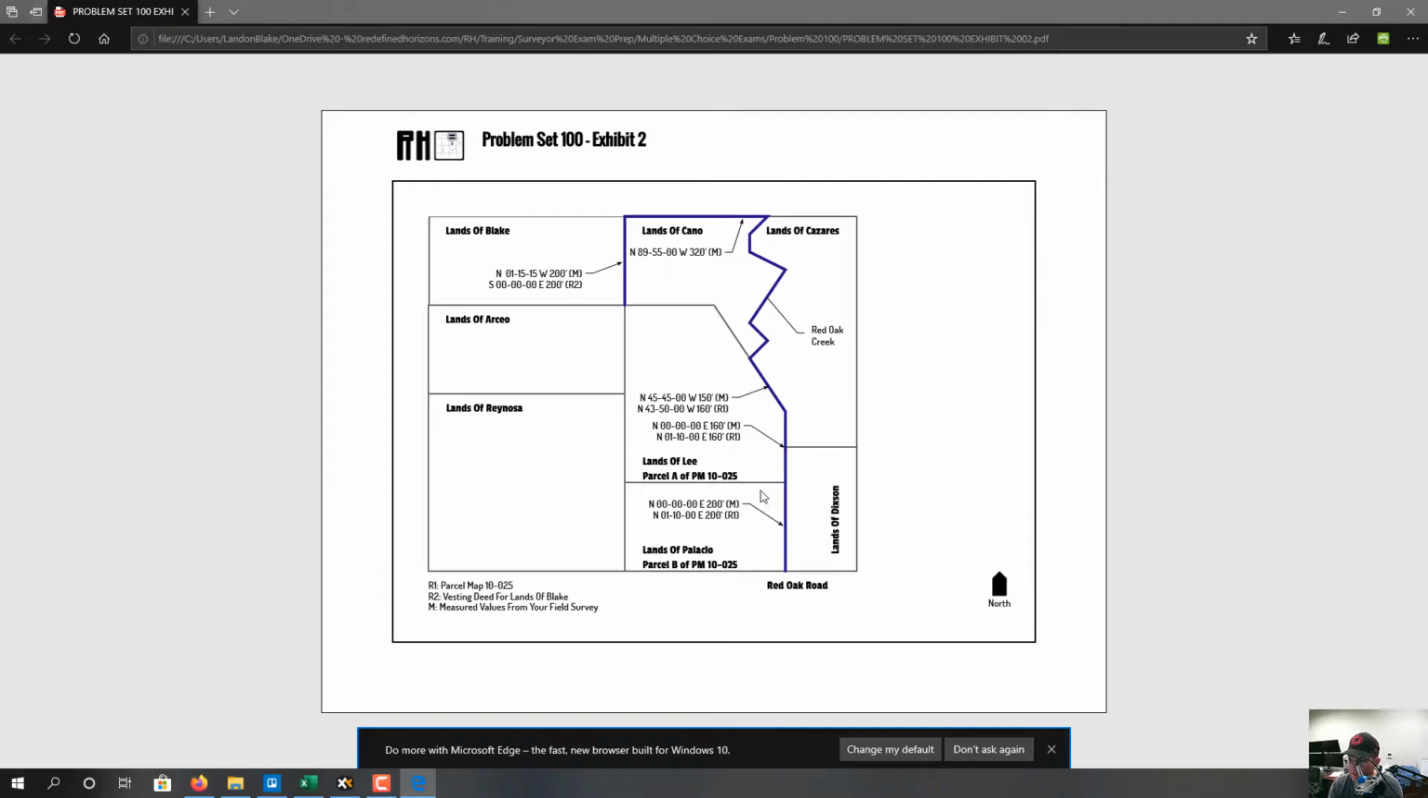following described line. You don't want to say 15 feet on each side and use the center line, because then you're going to encumber the lands of Cazares and Dixon. We don't want to do that.